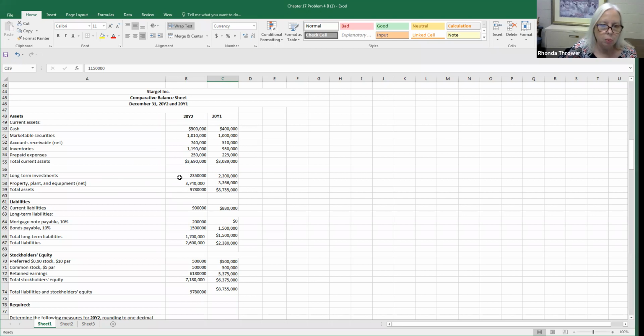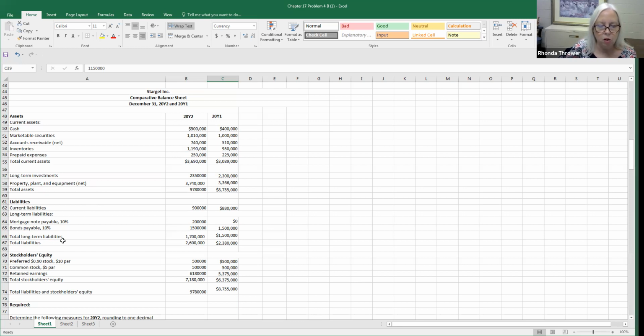And you can see that the amount of the property, plant, and equipment is $3,740,000. So you're going to take your property, plant, and equipment, which is your fixed assets, and divide it by your long-term liabilities. Now, your liabilities section on the balance sheet covers current liabilities and long-term liabilities. In this ratio, we're just going to be using our long-term liabilities.